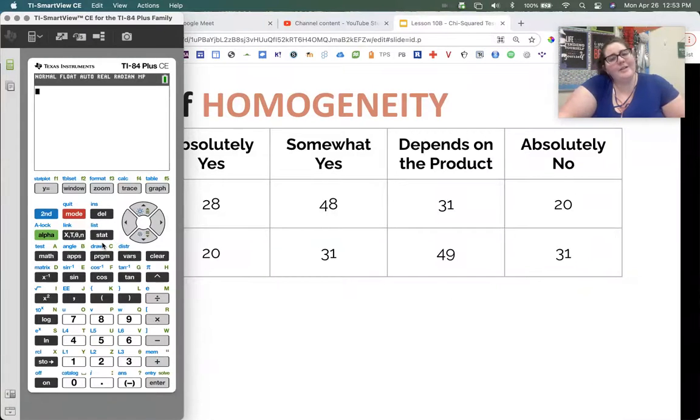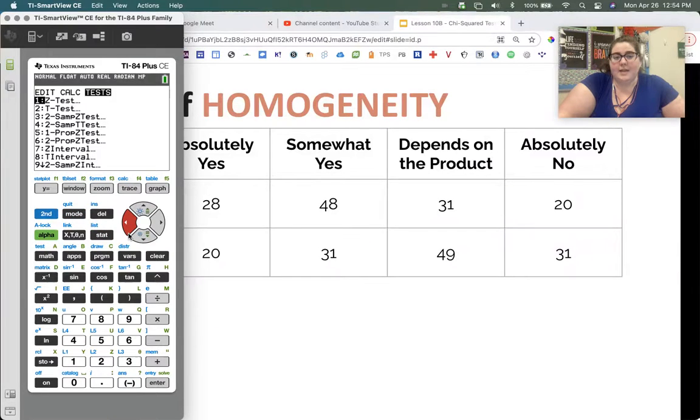Because when the calculator does the chi-square test, it figures out the expected counts for itself. So we don't actually have to type those in. That's different. For a goodness of fit test, we do have to type in the expected count. For a test of homogeneity or independence, the calculator figures it out for us. It also figures out the degrees of freedom. So I'm ready to go do my chi-square test.